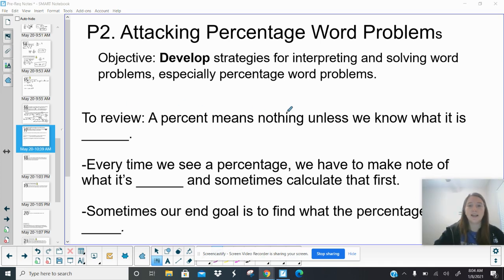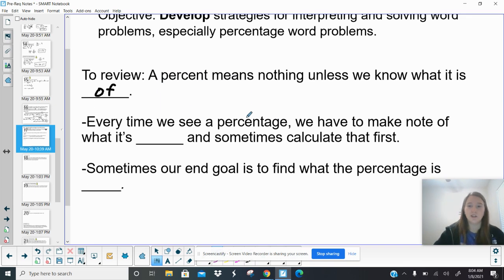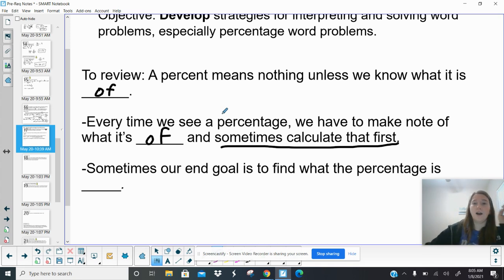So to review, a percent means nothing unless we know what it is of, right? I have to know what it's of. If I see a percent, my immediate thought should be, what's it of? Because sometimes it's not immediately clear, and you're going to see that in these questions. Every time we see a percentage, we have to make note of what it's of, and sometimes calculate that first. It's going to be something where you have to multiply two numbers together or subtract two numbers or something like that. So we have to be careful.